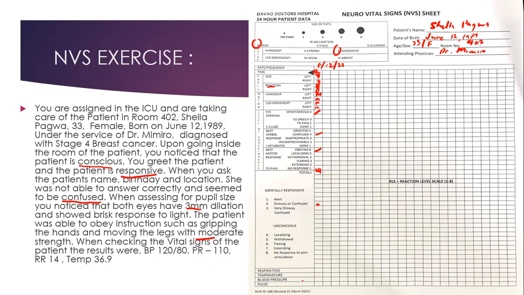Then, respiration is 14. We write here 14. Temperature, 36.9. Then, you have your blood pressure is 120/80. And then, PR is 110. Alright? That's it. So, isn't it easy?